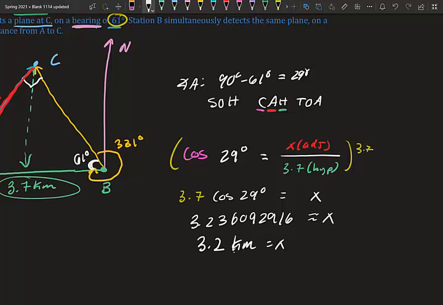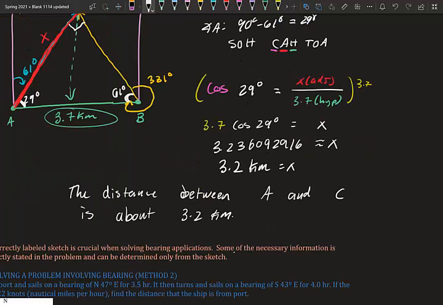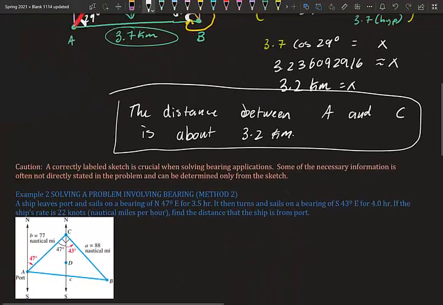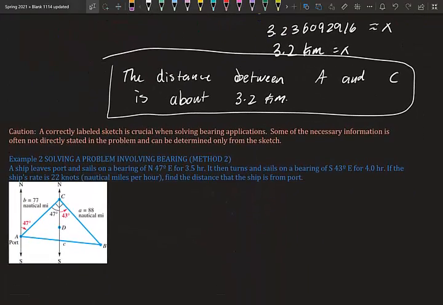But remember, this is a word problem. You could also say the distance between plane A and plane C is 3.2 kilometers, but it asked between A and C, so why write more? The distance between A and C is about 3.2 kilometers. A correctly labeled sketch is crucial when solving bearing applications. Some of the necessary information is often not directly stated in the problem and can be determined only from the sketch.